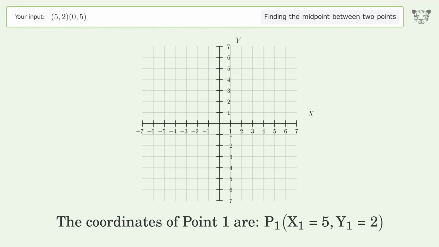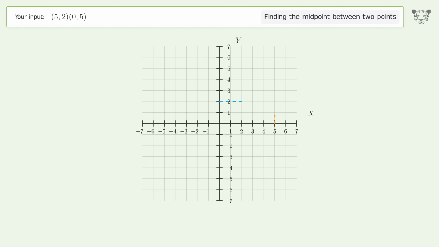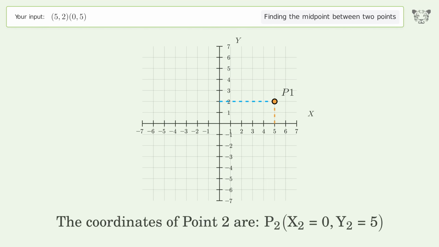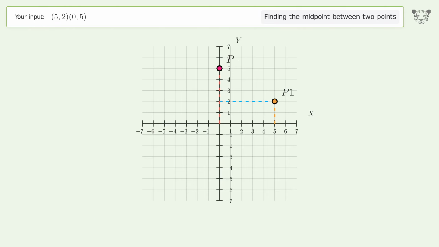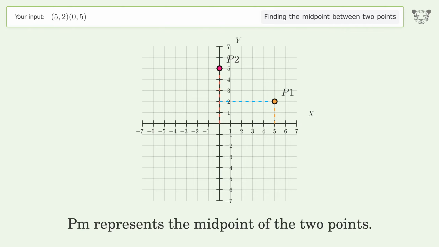The coordinates of point 1 are x1 equals 5, y1 equals 2. The coordinates of point 2 are x2 equals 0, y2 equals 5. PM represents the midpoint of the 2 points.